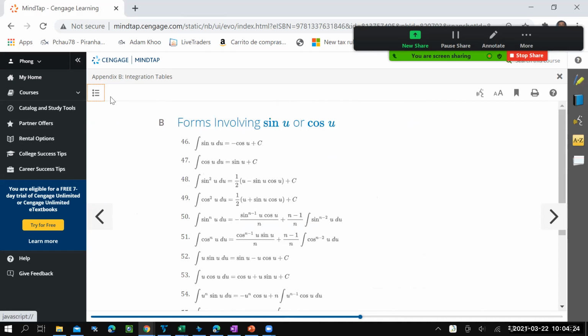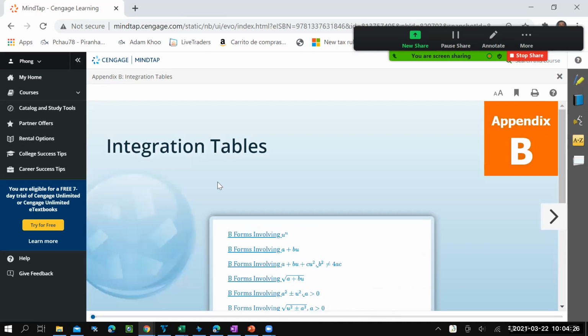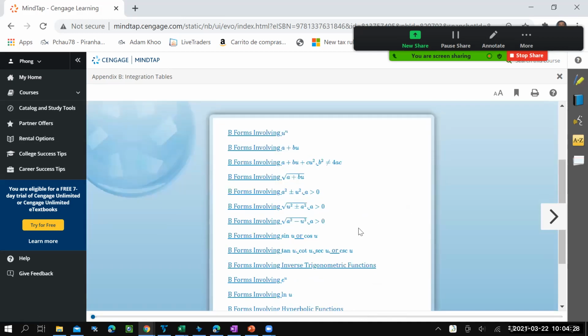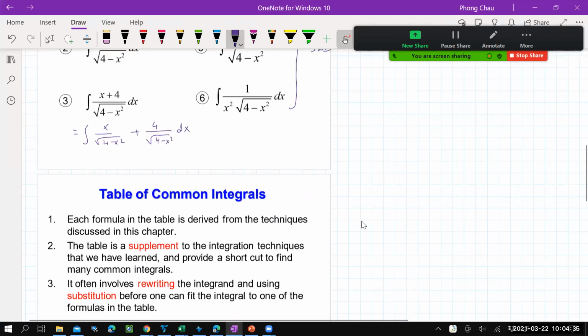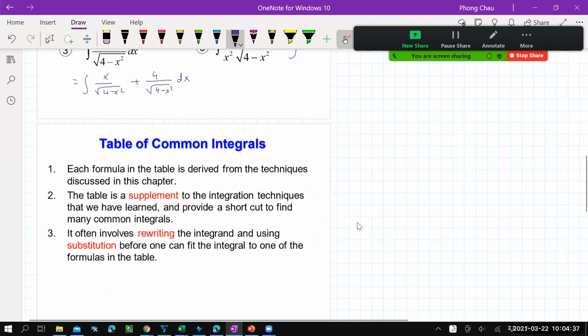Because the integral that we have does not look exactly the same as the formula, we have to do a bit of work. So here are a few comments. First, each of the formulas you've seen in the table is actually derived from a technique discussed in this chapter, right? So whether integration by parts, trig sub, u sub, whatever. They're actually using the techniques we have learned and just deriving it.